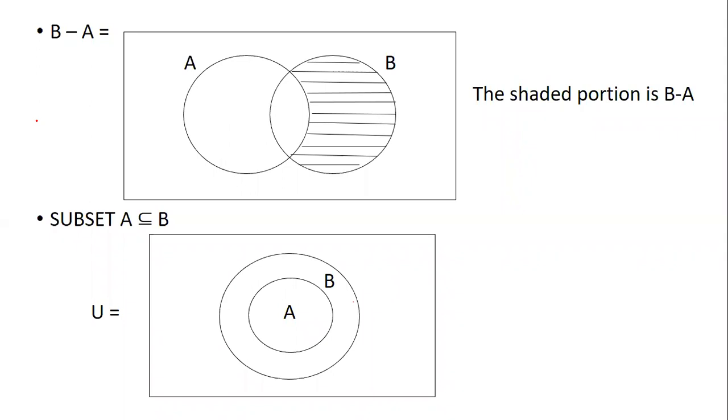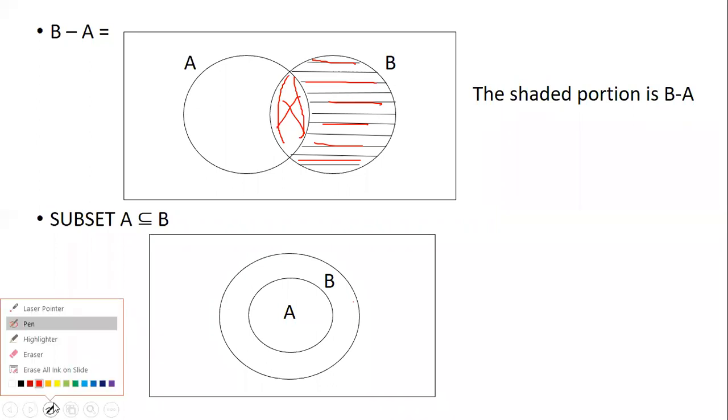Elements of B which are not in A. So I do not consider the common elements. I leave out the common elements and I consider the leftover elements in B. That is B minus A. So everybody is clear with A minus B and B minus A? Okay. Now moving on further.